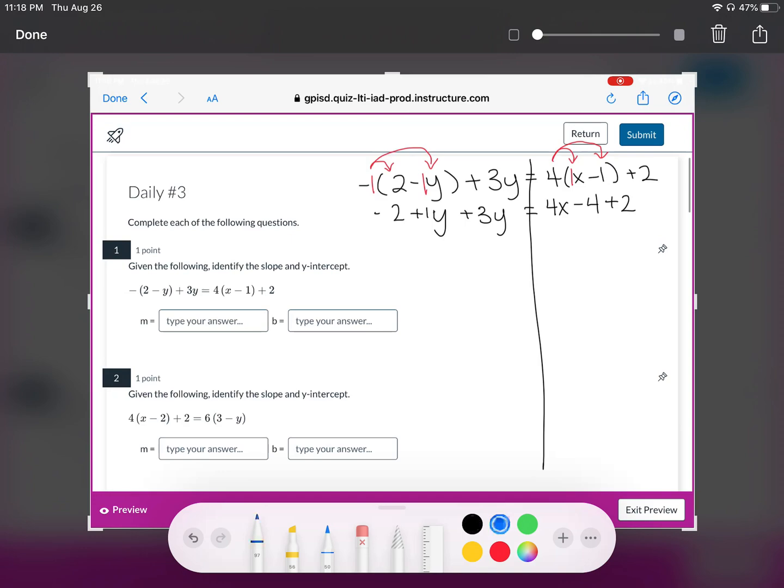Step 2 is combine. So on the left-hand side, are there any terms that I can combine? Those 2. They both have a y. And then on the right-hand side, I also notice that these 2 are both just numbers. Those can also be combined. So over here, our negative 2 comes down. 1 plus 3 is 4y. And over here, the 4x comes down. And negative 4 plus 2 is negative 2. Our next step is to move our answer. Y is already over here, so we don't need to do that, which means everything else has to move to the other side. When I move that negative 2 to the other side, it's going to go from a negative 2 to a positive 2.